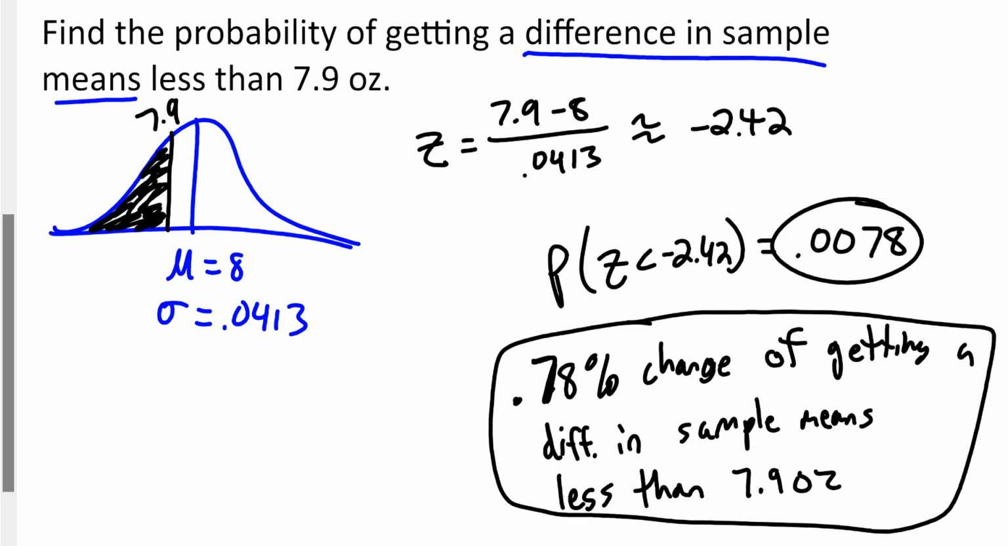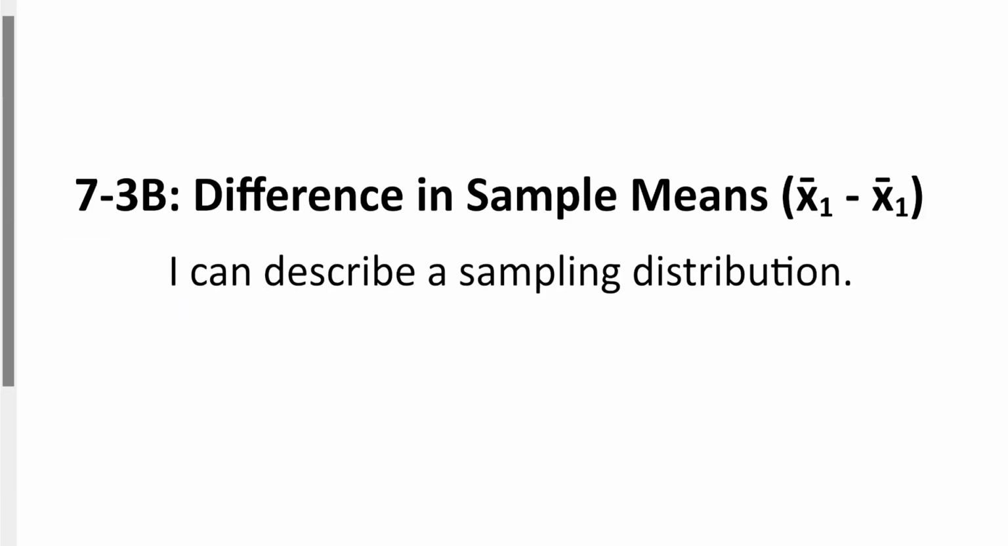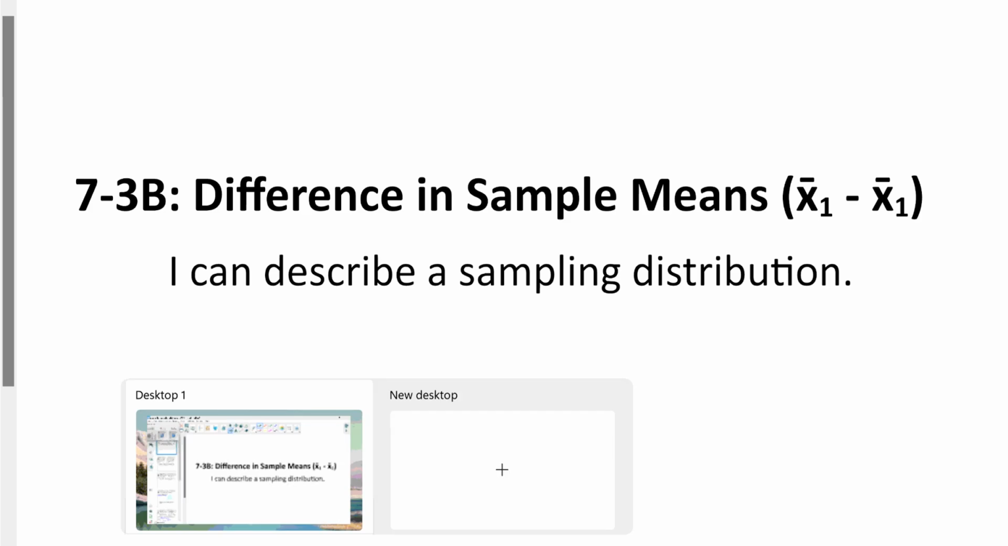And that's how we can work with difference in sample means. Again, it's very similar to what we worked with for sample means, and also similar, but probably slightly easier than sample proportions. But that is section 7.3b, difference in sample means.